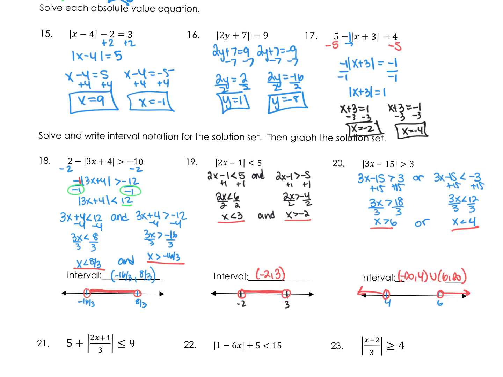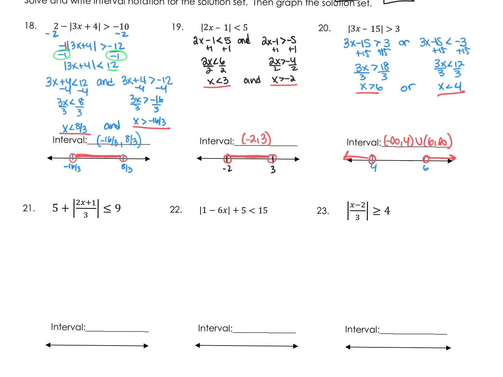All right, last set here. For this one here, we're going to isolate the absolute value first, so we'll subtract the 5 over. So then we'll have the absolute value of 2x plus 1 divided by 3 is less than or equal to 4. We'll make our two inequalities. So we'll have 2x plus 1 divided by 3 is less than or equal to 4. So this will be an and, because that was less than. And then we'll flip our sign for this one.